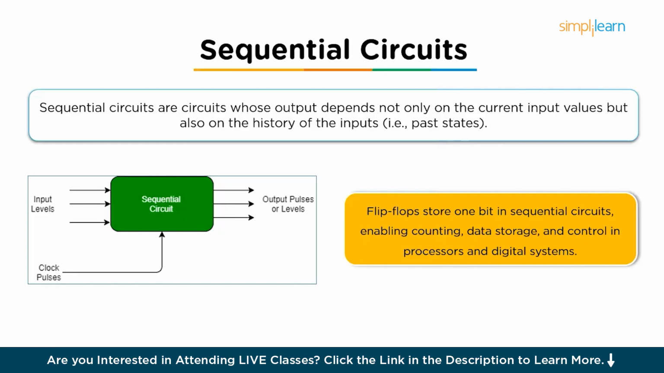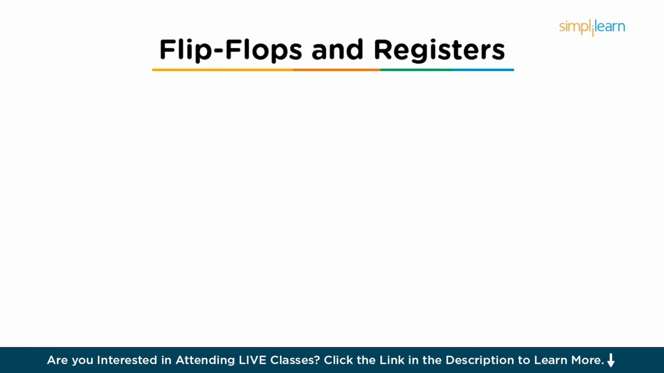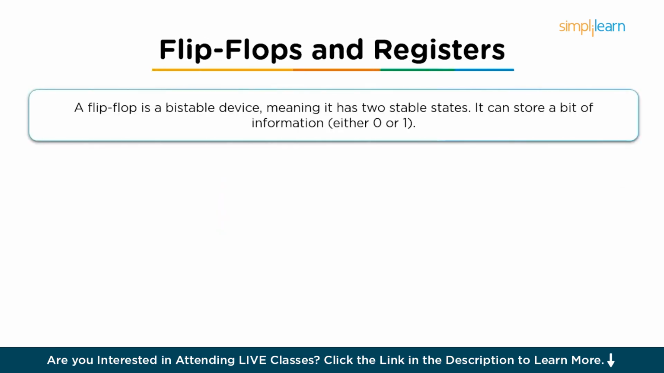The most fundamental type of memory element in sequential circuits is called a flip-flop, which can store a single bit of data. Sequential circuits are used for tasks such as counting, data storage, and state machines, which are critical in processors, memory devices, and other digital systems. So what are flip-flops and registers? A flip-flop is a digital device, meaning it has two stable states. It can store a bit of information, either 0 or 1.